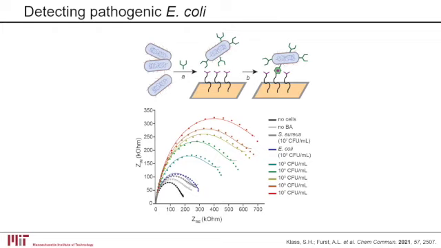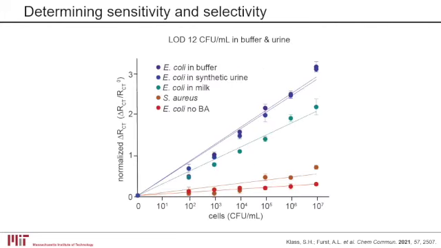So as you can see, we get this very large detection range, but this data is hard to interpret in the aggregate, right? So what we can do is fit that data to those model circuits I showed before, and that is what those solid lines are. And from that, we can basically pull out the charge transfer resistance and plot that as a function of the number of cells. And as we can see, for E. coli detection in both buffer and synthetic urine, we have an extremely large range of detection between 10 to the 2nd and 10 to the 7th cells per mil. And our limit of detection for this is about 15 cells per mil, which is 2 orders of magnitude below the infectious dose of these cells.